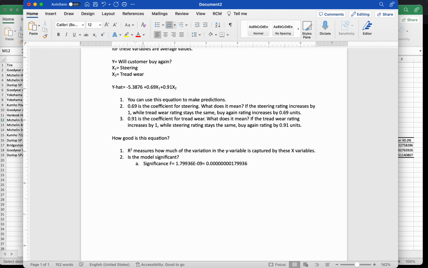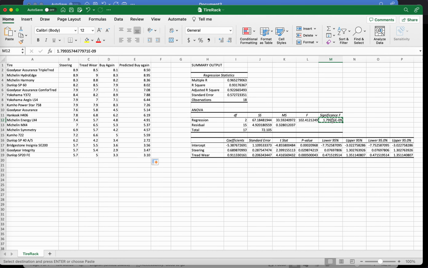And how do we decide how small it is? It has to be less than 0.05 or less than 5%. So as long as the significance F number is less than 0.05, you can say that the model is significant. If this number is more than 0.05, then you cannot say that the model is significant. Okay, so this is for the whole model. Should we be using this model at all?